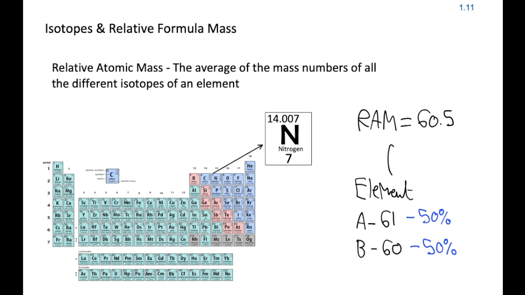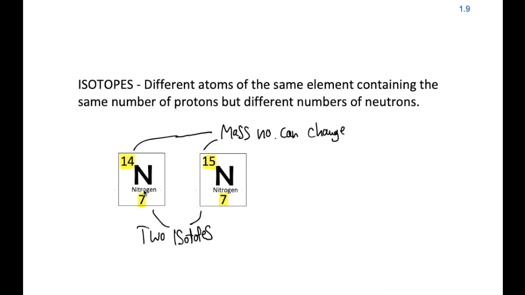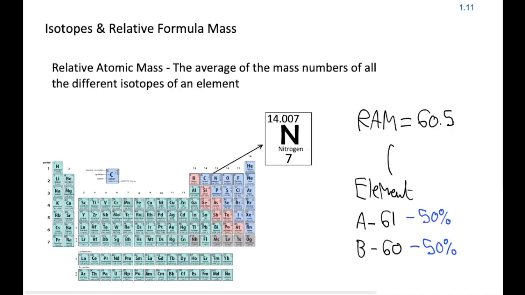But a more realistic example that you might see would be the relative atomic mass for nitrogen. The two naturally occurring isotopes of nitrogen have mass numbers of 14 and 15. But the vast majority of these nitrogen atoms have a mass number of 14, which is actually above 99% of them. So a very high proportion. Therefore, the relative atomic mass, which is effectively the average, is 14.007, a number a lot closer to 14 than to 15.